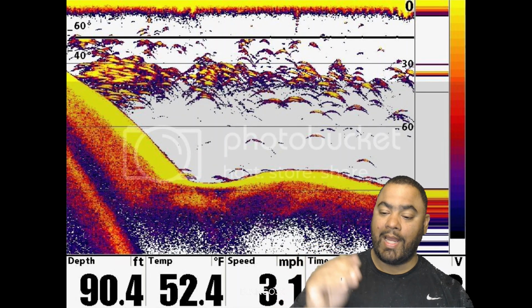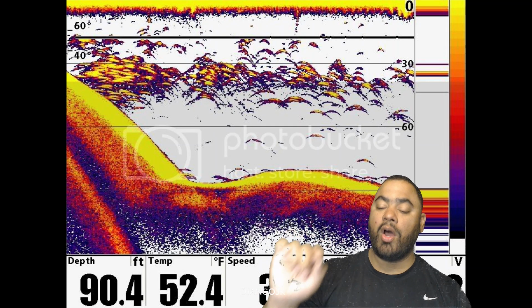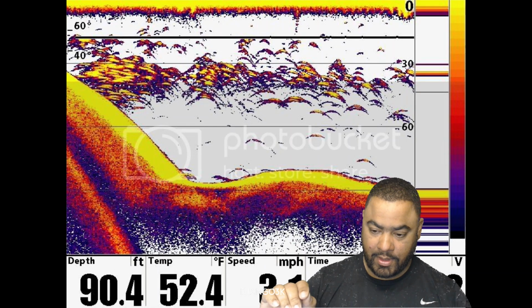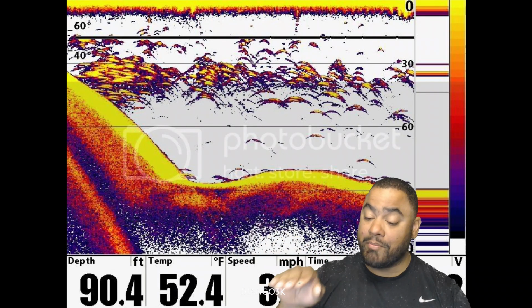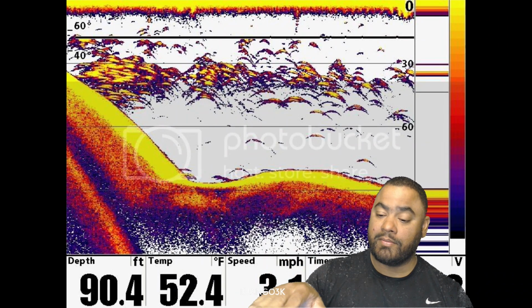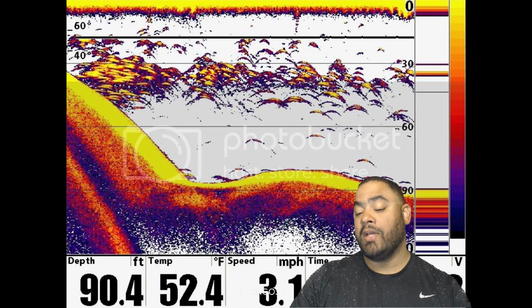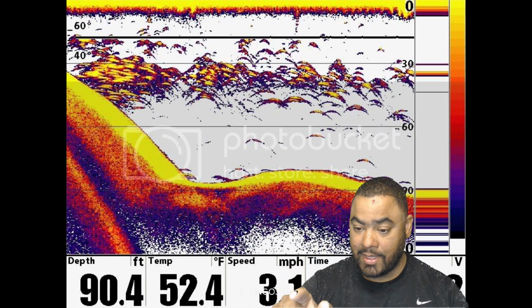Well, what a lot of people don't understand is you're never going to see arcs on your screen unless your boat is in motion. Let me say it again. You're not going to see arcs on your screen unless you're moving in the water column, meaning your boat is moving 3, 4, 5 miles an hour through the water. You're scanning for fish. Well, those fish that you see on your graph are going to look like this.